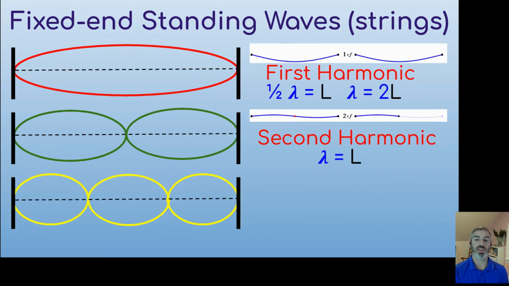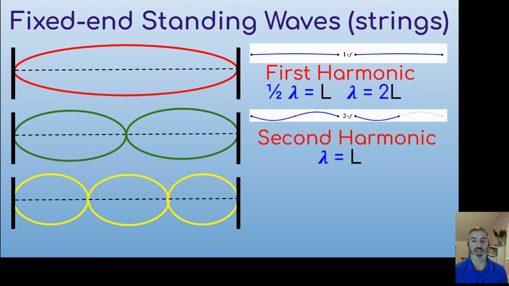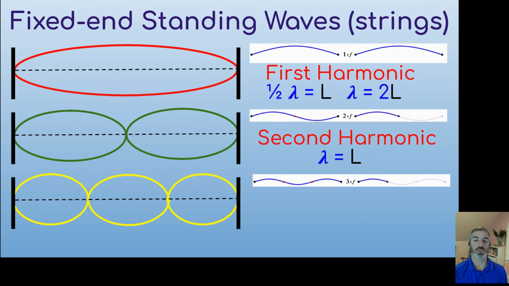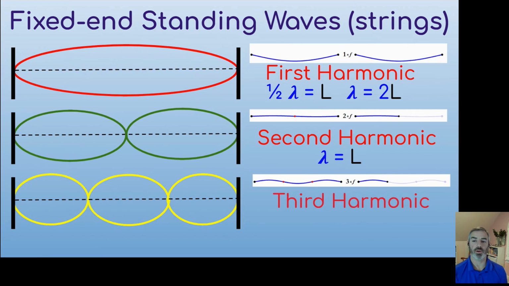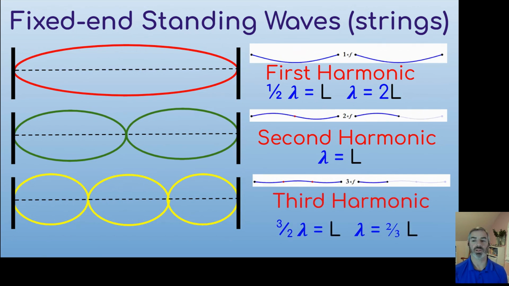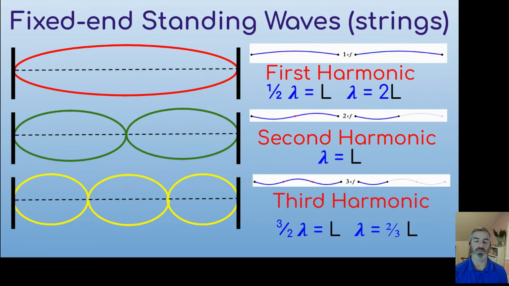Then we can also have the third harmonic, and where we have a node at each end and two in the middle. And again, we would just be seeing what was in blue on the right. So that's the third harmonic. 3/2 the wavelength is equal to the length, or 2/3 the length is the wavelength.